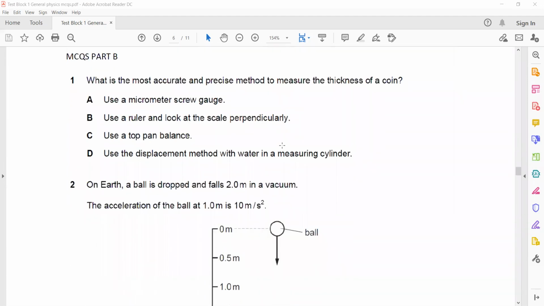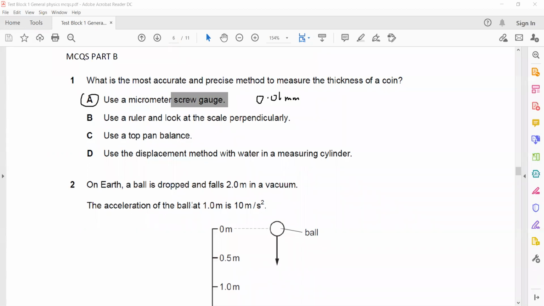About part B, what is the most accurate and precise method to measure the thickness? So you will just simply check the apparatus which is used here. So the most precise one, as you can see, micrometer can read about 0.01 millimeter accuracy. That's why this will be the most precise instrument to measure.